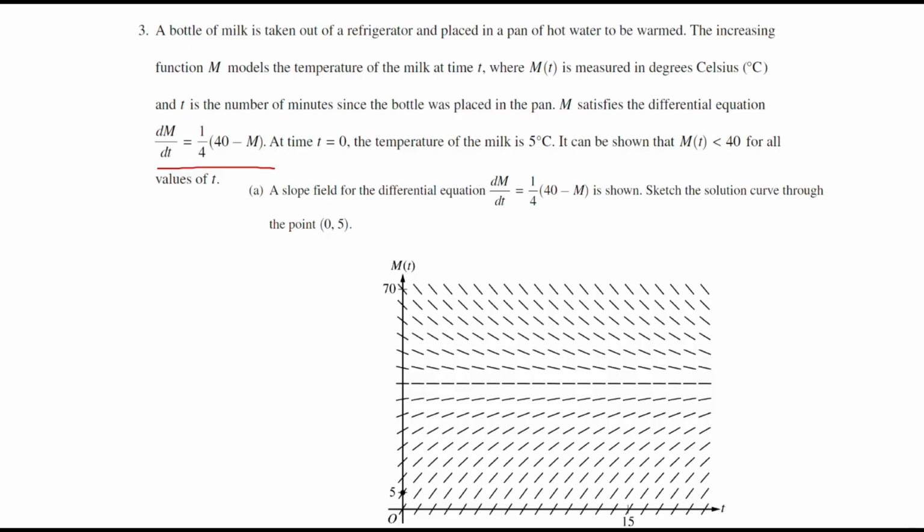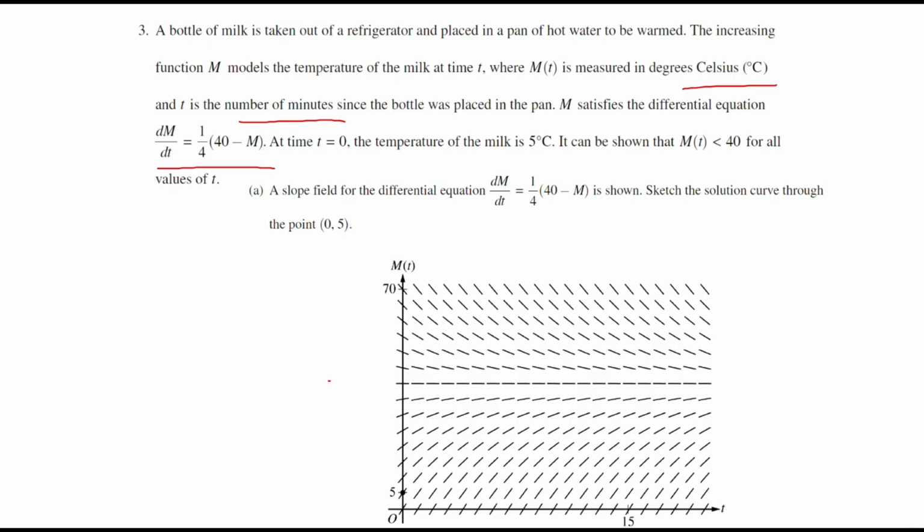t is measured in number of minutes since the bottle was placed in the pan to warm up, and the m is measured in degrees Celsius, right? And it says at time t equals 0, the temperature of the milk is 5 degrees Celsius, and it can be shown that the temperature is always less than 40 for all values of t, right? So the first part of this is just to sketch the solution curve to the slope field that's given through the point 0, 5. So this is pretty straightforward.